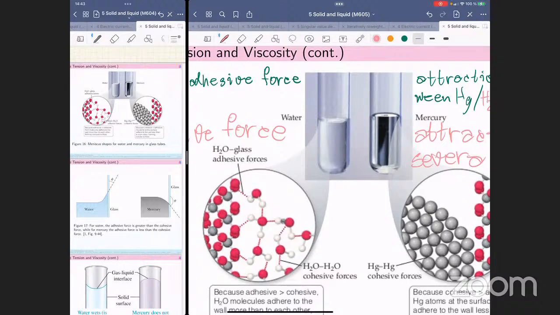You would also have another molecule of water, H2O, with one oxygen and two hydrogen atoms. Between this molecule and this molecule there is an attractive force. It is called cohesive force. Cohesive force means the force between molecules of the same type.